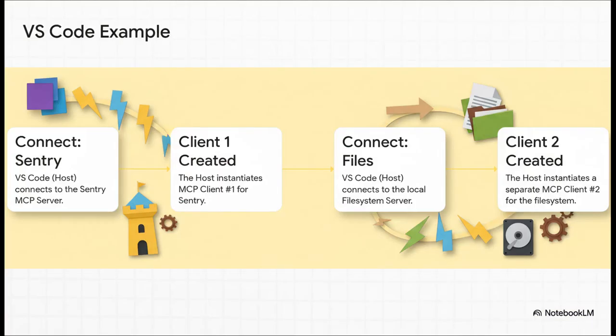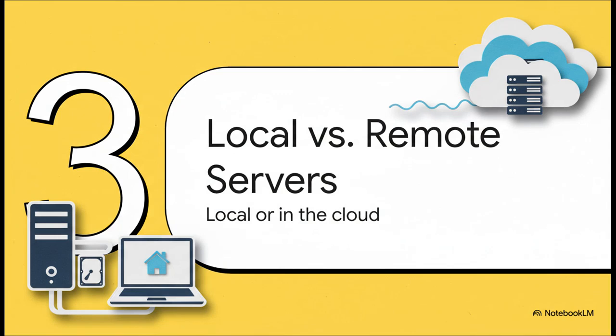Let's make this super concrete with a VS Code example. Imagine VS Code, our host, needs to check for some error data from Sentry. So what does it do? It spins up MCP Client number 1, and its entire life's purpose is to talk to that Sentry server. A second later, you go to open a file from your hard drive. The host then creates a second, completely separate client, MCP Client number 2, just to talk to your local file system server. Two servers, two dedicated clients. It's that simple.